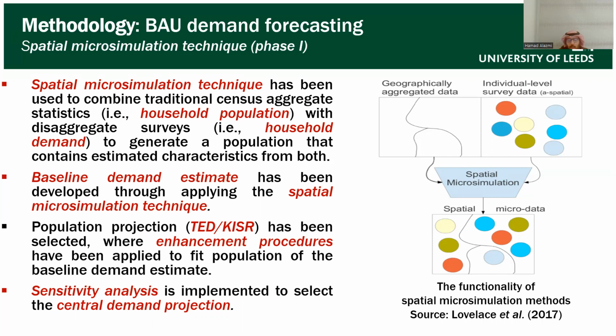the baseline demand estimate, and then the projected population for the forecasted period has been used after applying the enhancement procedure to fit the baseline demand estimate population. This procedure comprises bias correction, defining the domestic worker in the population, and defining inequality in the household sector.